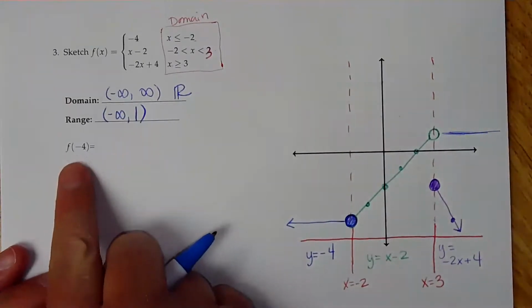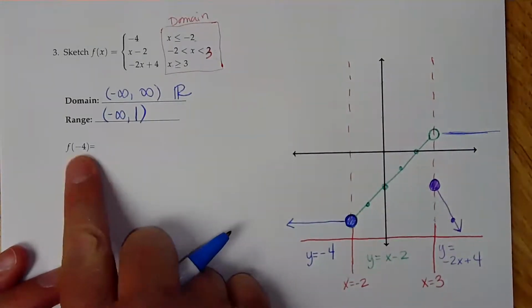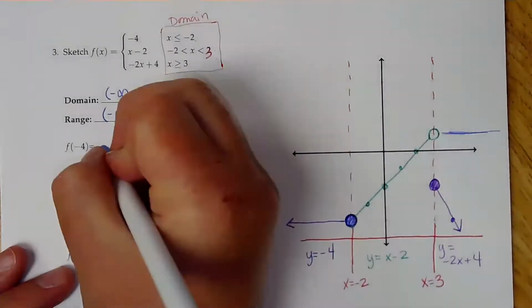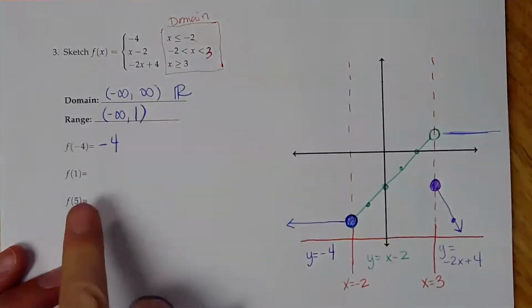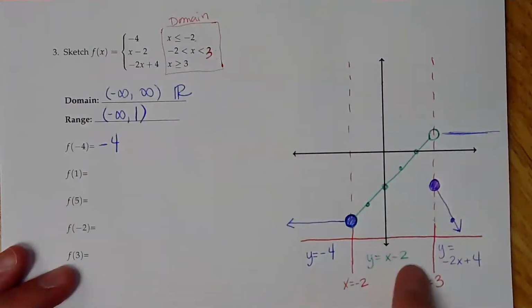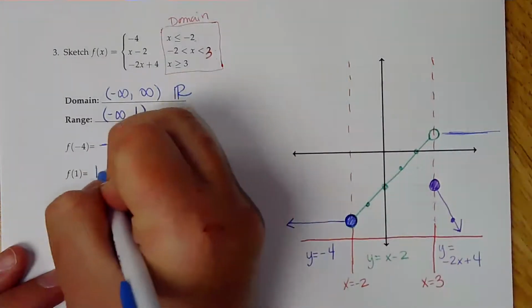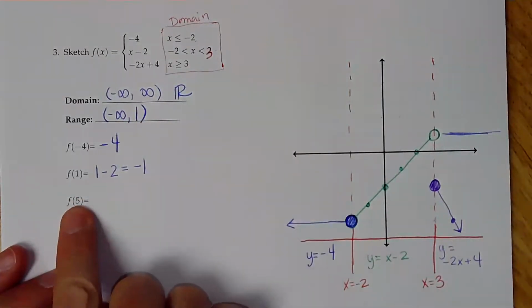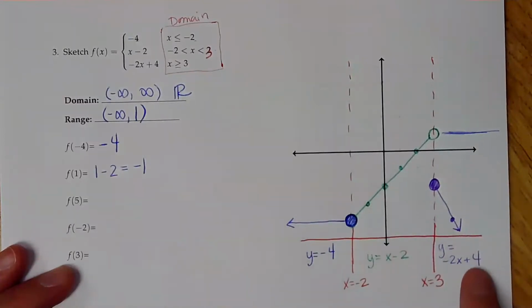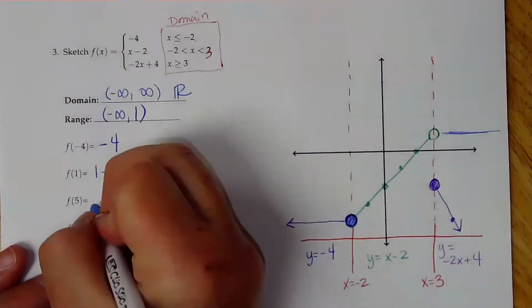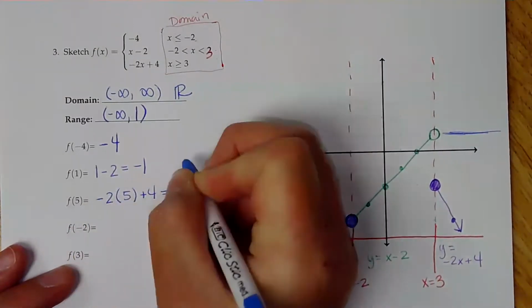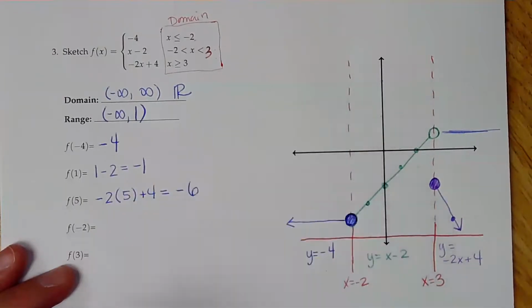And then let's find these function values. So f of -4, so x equals -4 puts me over here. And that's just y equals -4. So I'll put that on there. F of 1. So 1 is here in the green section. So I'll use this formula here. It gives me 1 minus 2, which is -1. F of 5. So x equals 5 puts me on the purple side. So I'll put a 5 in for x here. I get -2 times 5 plus 4. So that's -10 plus 4, so -6.